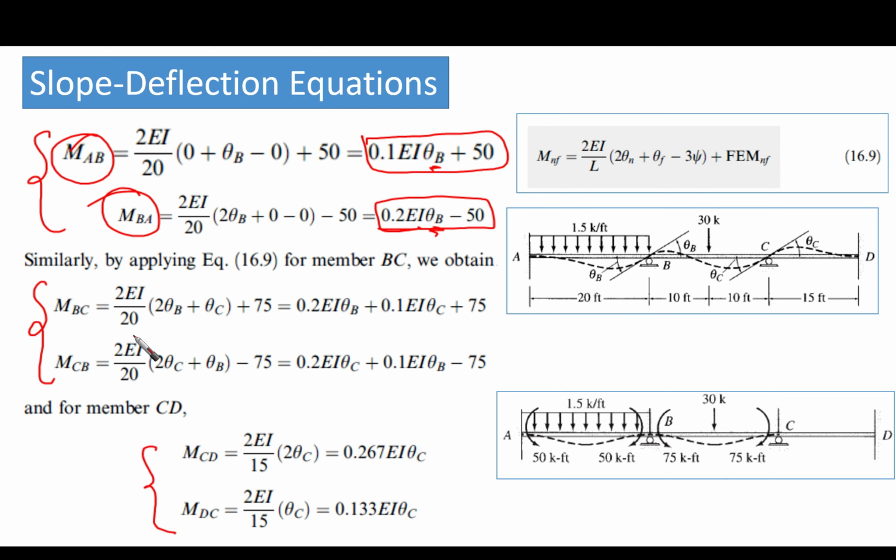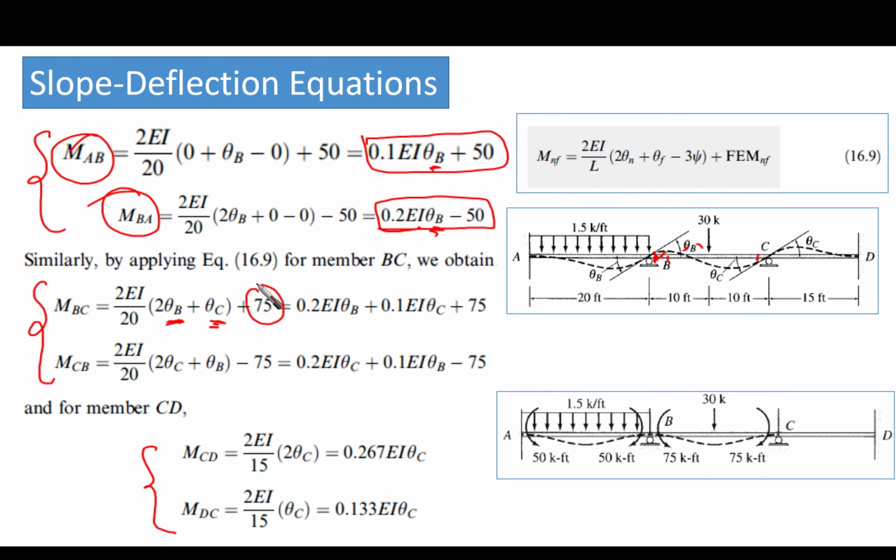For member BC, in a similar fashion, we need 2EI over 20 times 2 theta B plus theta C, because we have psi equal to 0. Here you are going to find theta B and theta C because we are in the middle. The far end is theta C and the near end is theta B. There is no psi because psi is 0 everywhere, since we do not have any support settlement.